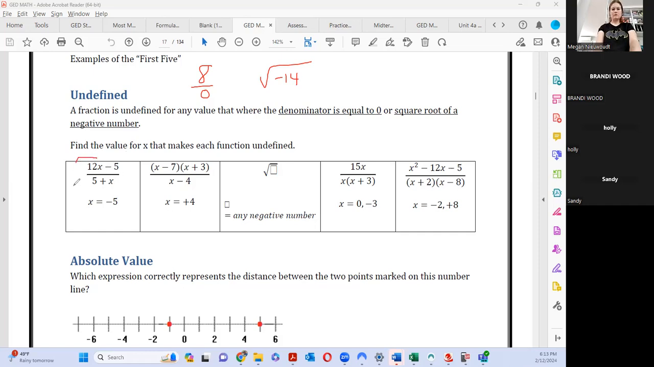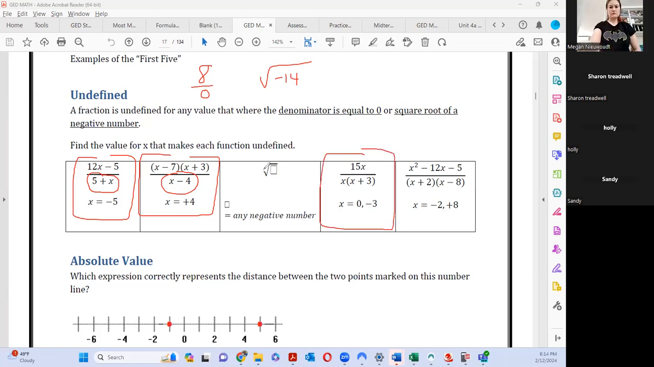So here in this first expression, the denominator is 5 plus x. Does everybody understand that? Yes. What value of x would make that 0? The opposite of 5 is what? Negative 5. Same thing for the second. You're only looking at the denominator for undefined. So the opposite of negative 4 is what? Positive 4.